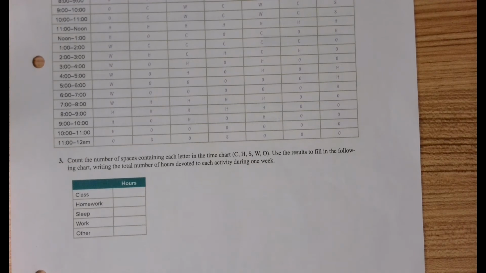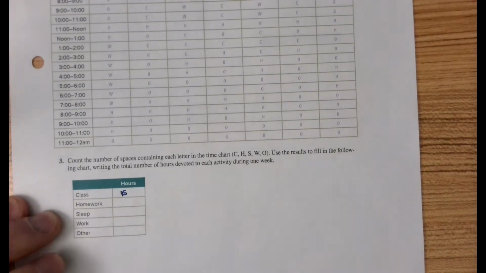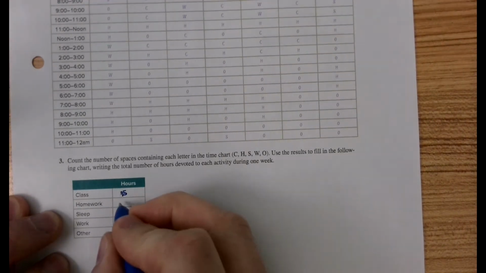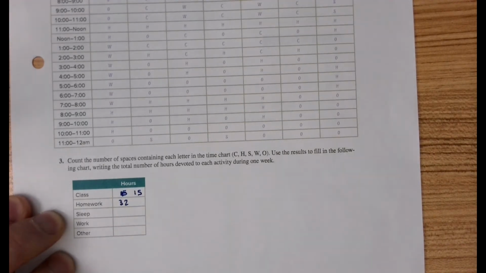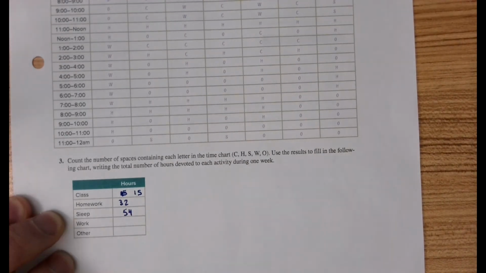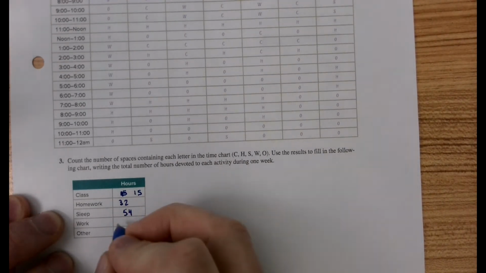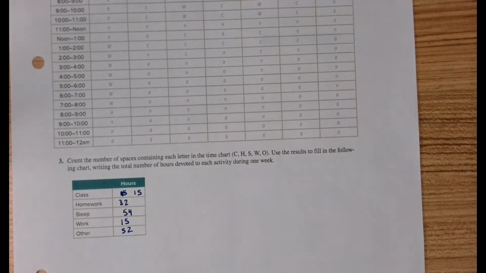And I went to the answer key, and this is what it ends up being. Class time, the students spent 15 hours in class time. For homework, they spent 32 hours. Boy, does that look like a 15? Let's try again. 15, that's better. Sleep, they did 54 hours. Work, they did 15, and other, they did 52. Now notice these hours are the weekly hours, okay? So this is the total number of hours devoted to each of these activities for one week.